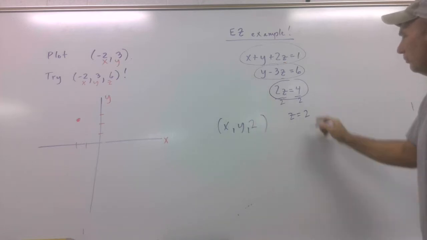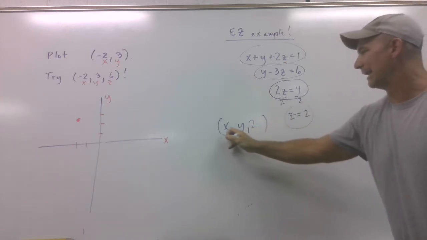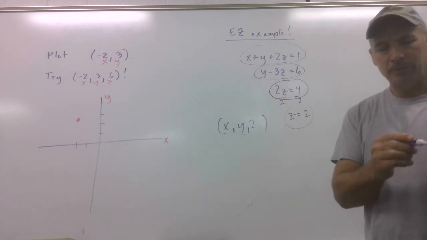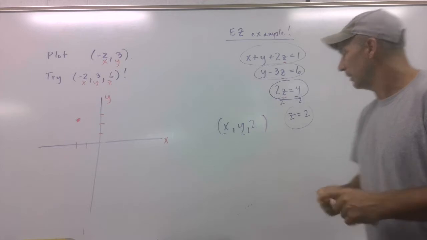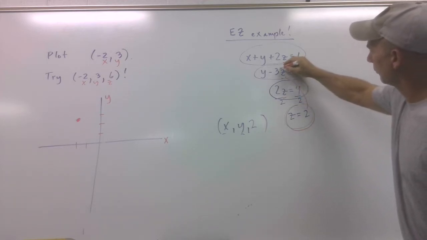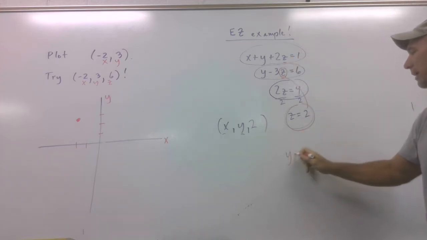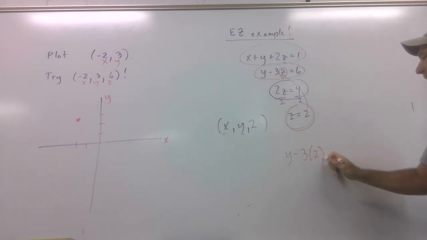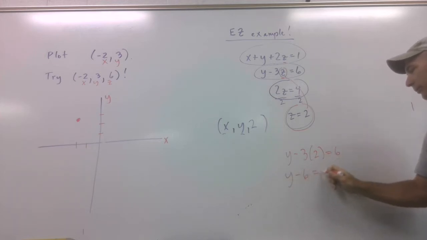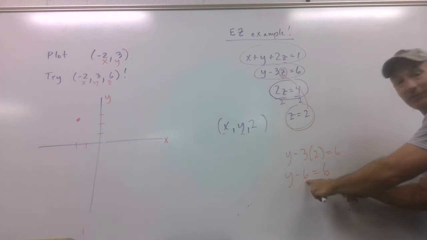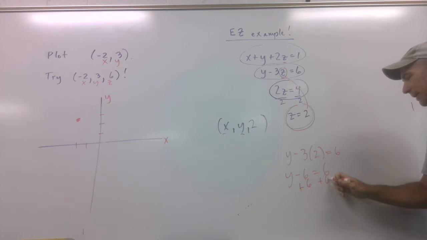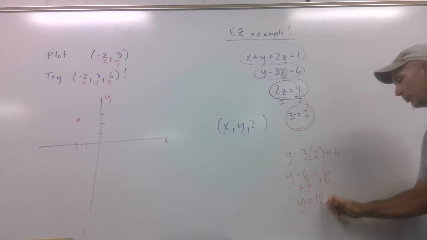All right. Well, how am I going to find y and x? Am I going to find them at the same time or one at a time? You're going to find them one at a time, because we're just going to climb the ladder with this piece of information. We're going to put it right here. So y minus 3 times z equals 6, which is just y minus 6 equals 6. Don't think for a second these cancel each other. A lot of students make that mistake. Add 6, y equals 12.